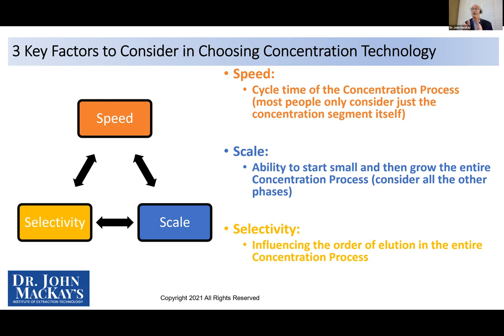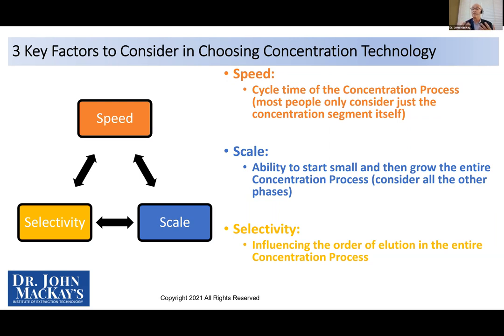Speed. How much time am I willing to wait to be able to do the selectivity? How much time am I willing to wait to have the scale? So when you look at speed, you can go very fast with hot water versus 12 hours with cold water for coffee. The same thing is true with ethanol and cannabis. You can wait a longer time or a shorter time, but your selectivity is going to be wildly different between the hot room temperature ethanol and the cold temperature ethanol.